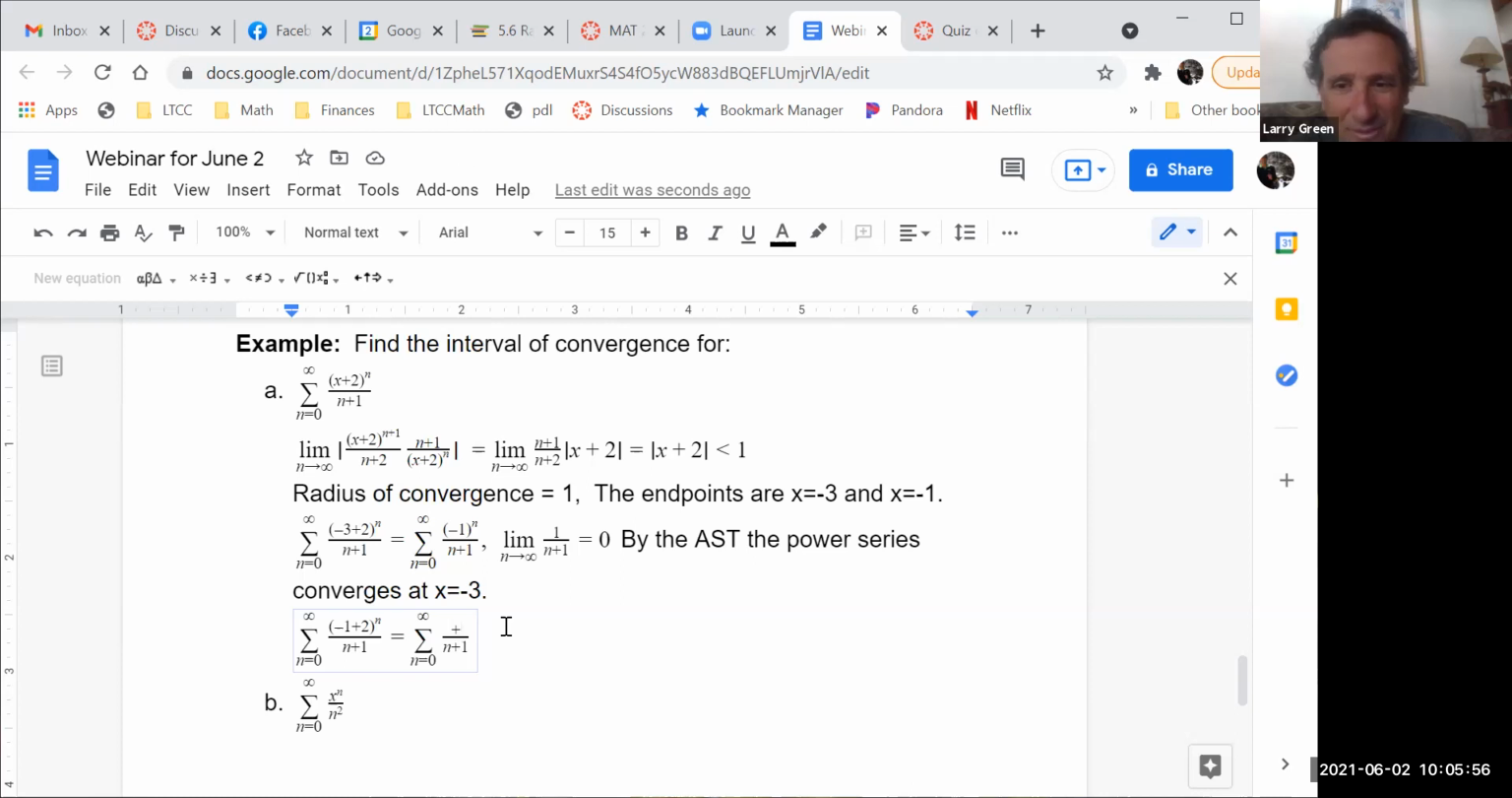For any n. So what's one to the n? Very simple. You're all supposed to know that one. One to the n is one. One squared is one. One cubed is one. One to the eighth is one. Doesn't matter. One times one times one times one. All right, take a look at the series. Do you recognize it? The sum from n equals zero to infinity of one over n plus one.